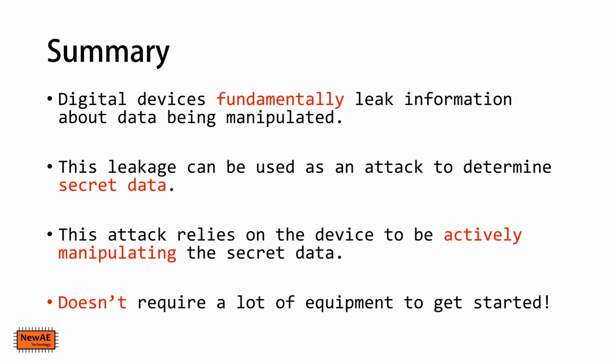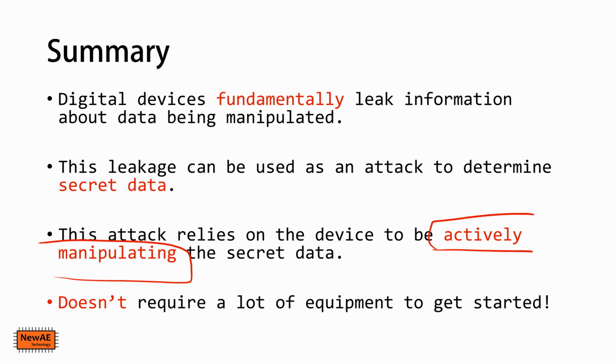This leakage can then be used as an attack to determine secret data. And this attack relies on the device actively manipulating the secret data. That's the one critical thing: we have to be actively using that secret data. It's not enough that it's just sitting there. We're still not breaking the encryption. We're just breaking part of how the implementation was done.